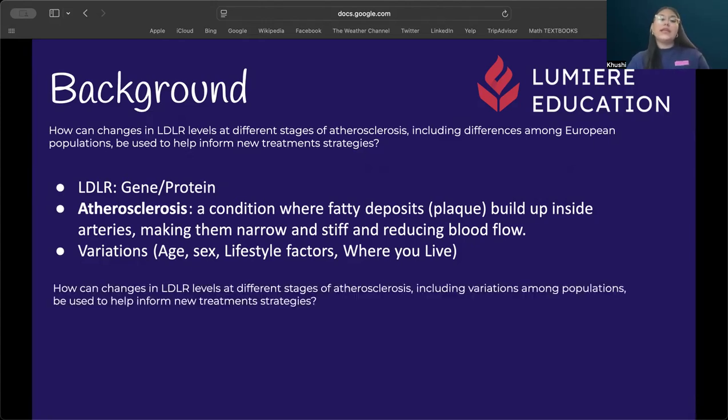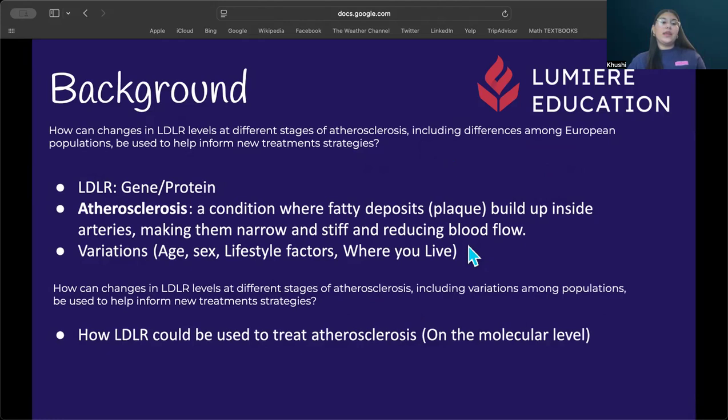I also narrowed my research question down a little bit to European populations, because before it included variations among populations, which is really broad. And lastly, I included how LDLR could be used to treat atherosclerosis on the molecular level.